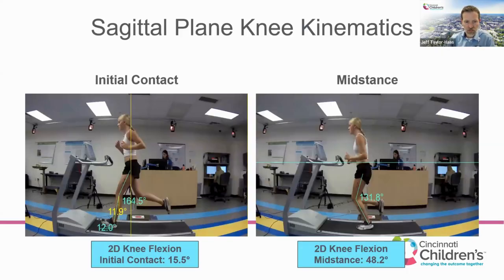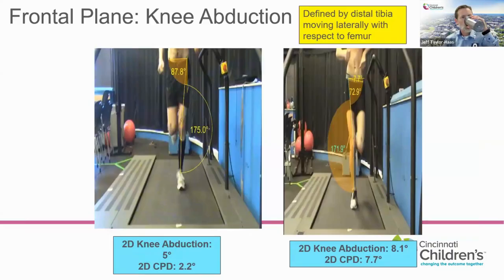Here's the knee in the sagittal plane. Most runners land with their knee relatively extended at initial contact, and then, as we said, you hit peak knee flexion around mid-stance. These are values that we often look at when we're doing a 2D gait analysis. Here are pictures of two different runners running with relative amounts of knee abduction.